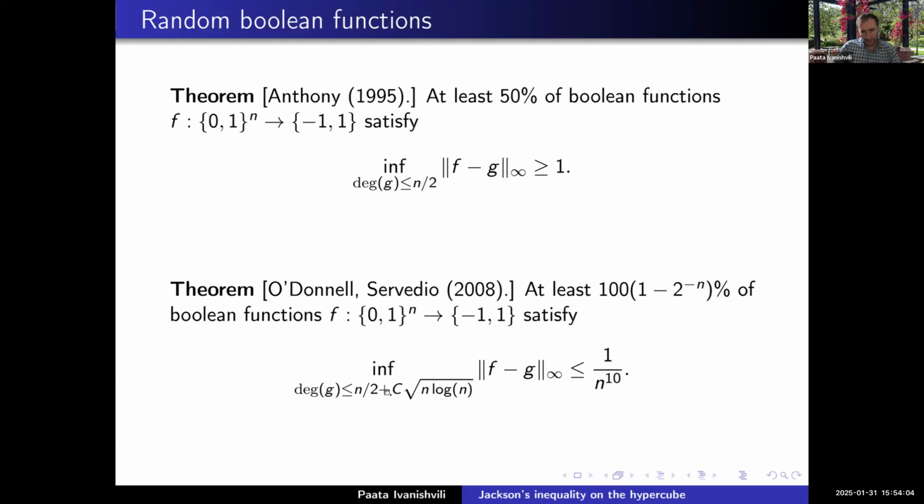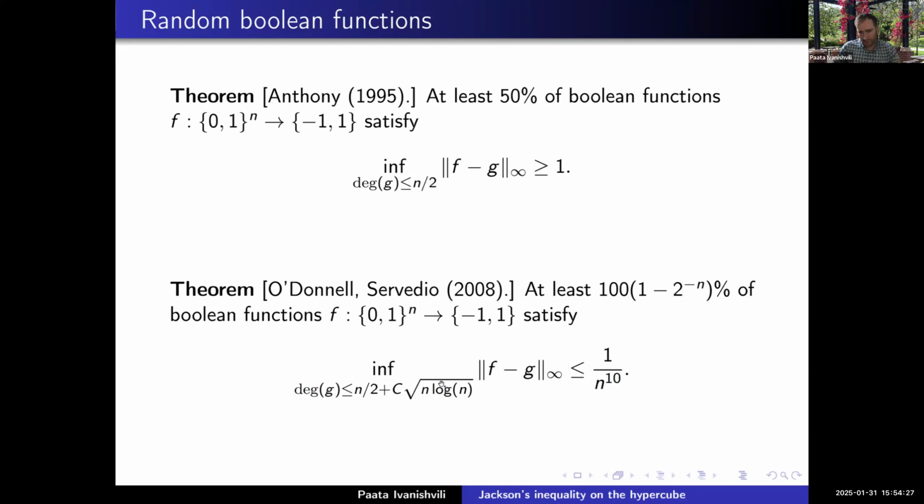Yes, as soon as you add a little bit, n over 2 plus c, let's say some universal constant times square root of n log n, you immediately are able to approximate almost all Boolean functions pretty well, 1 over n to the power 10, so almost 100%. So for Boolean functions, n over 2 is a sharp threshold in approximating Boolean functions.